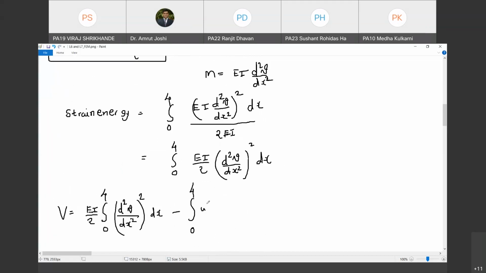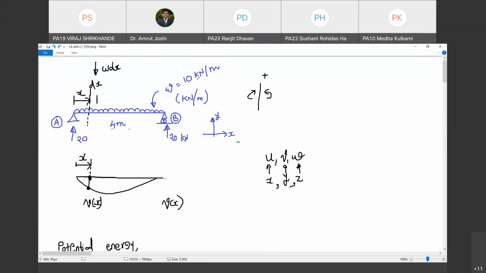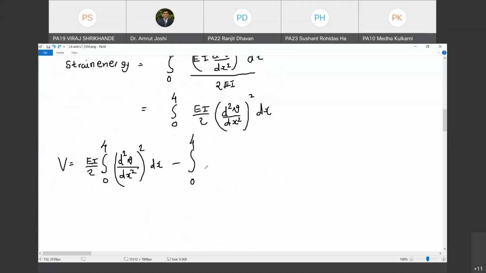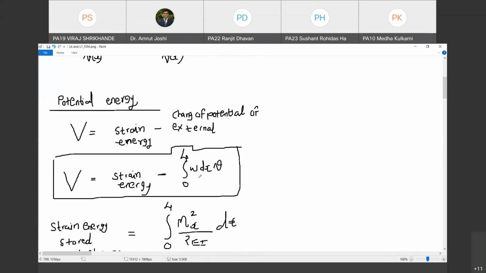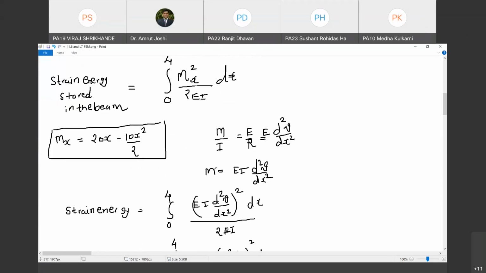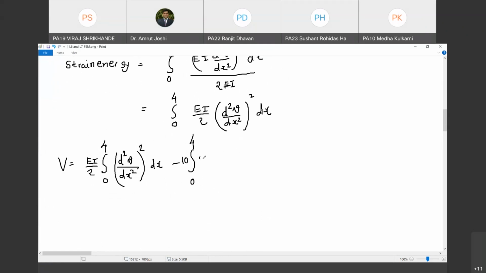W. W is again a constant. You will understand that W is the intensity, 10 kilonewton per meter. It is constant. It is not changing with reference to x. So I can take W common outside. So it is 10. And what is the next term? W into dx into V. So I will have V dx here. Are you with me till this point?